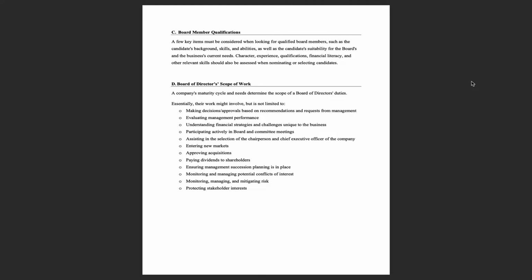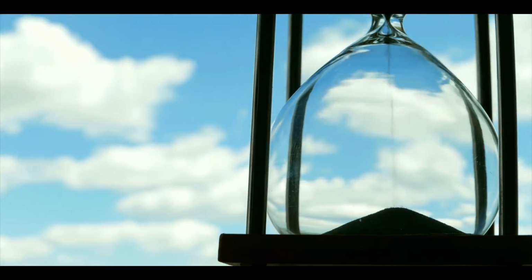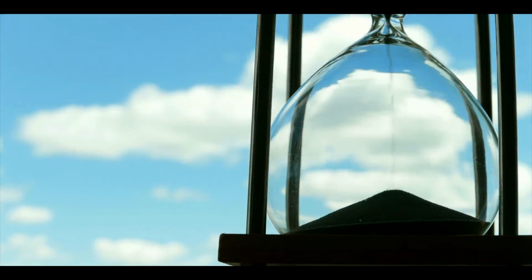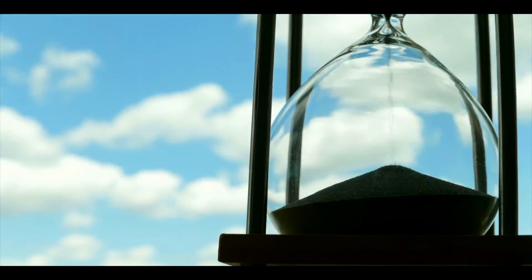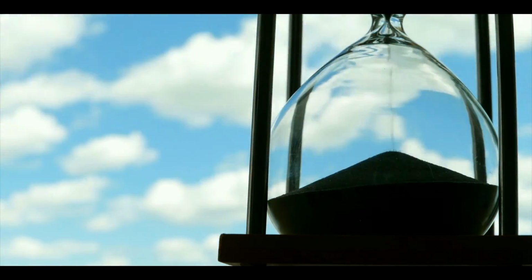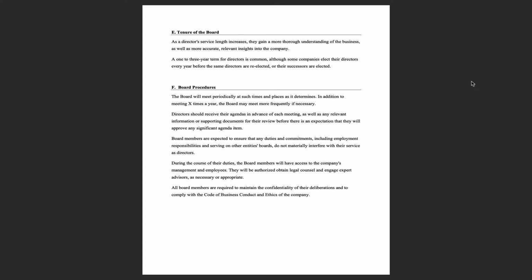Next, we'll discuss the tenure of the board. And the reason this needs to be discussed is simply to answer this question: how long does a board member actually sit on the board? And the answer to that question is it's not that straightforward, because the longer a director has served, the better their understanding of the business and the more relevant their insights are about the company itself and the ecosystem in which the company is.